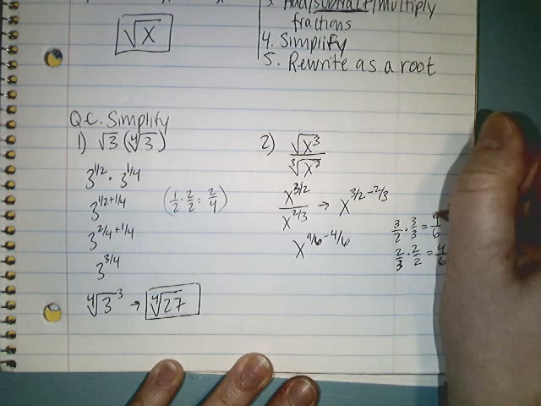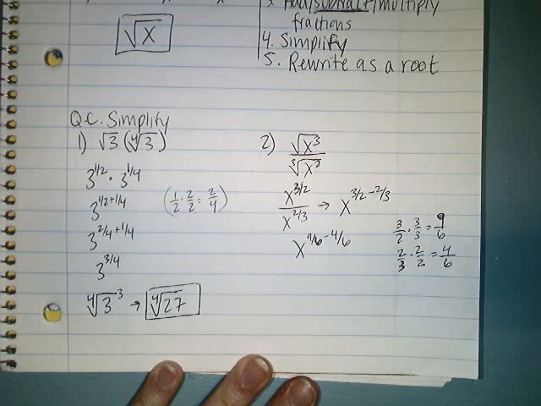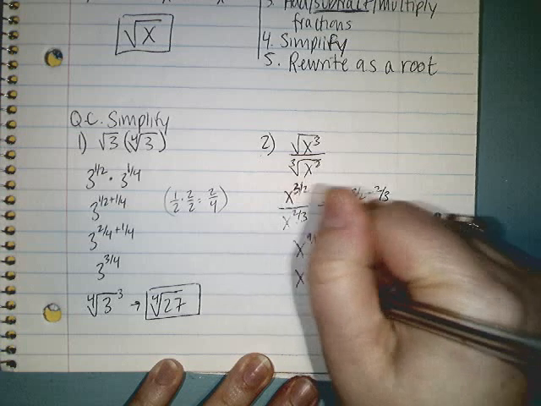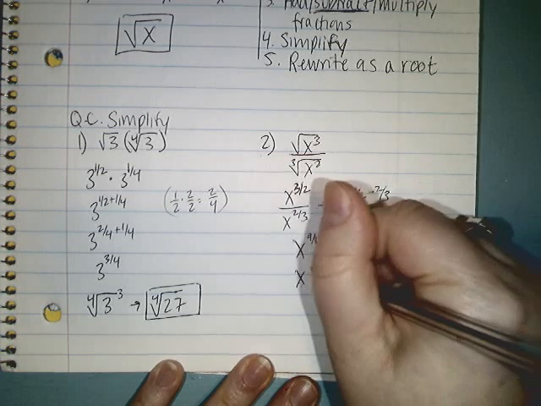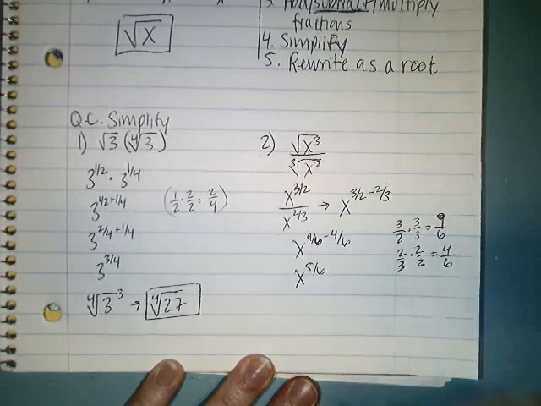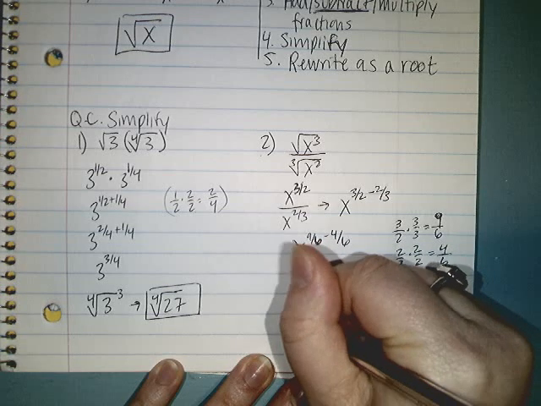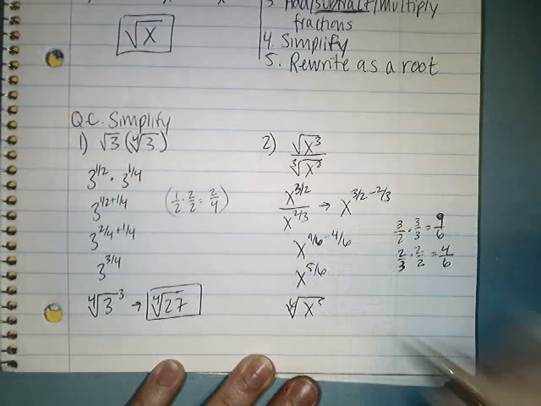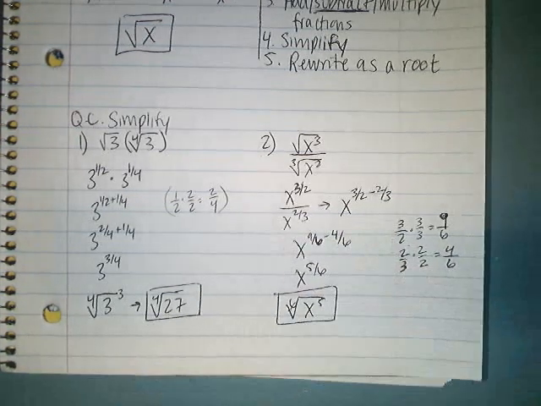This is a 9, that's a 4. So I have 9 over 6 minus 4 over 6, which becomes x to the 5 over 6. Then I'm going to rewrite this as a root. So I have the 6th root of x to the 5th. And that will be my final answer for that one.